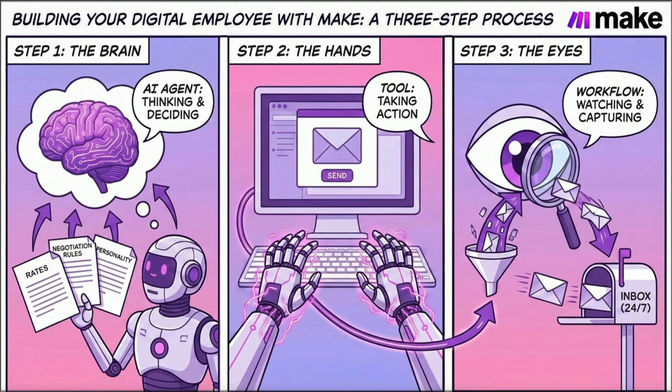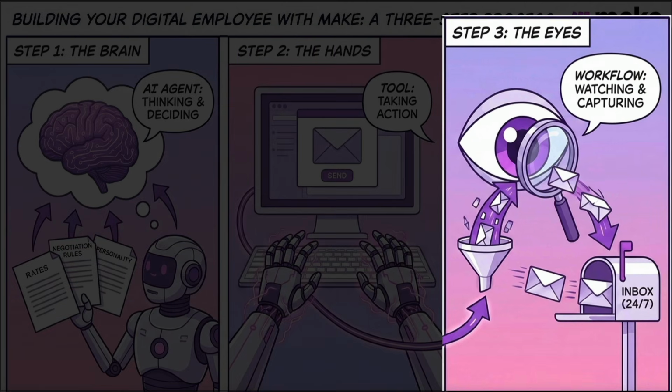And then third, we'll give it some eyes. This is the final automation workflow. Its job is to watch the inbox 24/7, and when a new email comes in, it acts like the eyes, captures the message, and passes it straight to the brain to process. And the flow is simple. We build the brain to think, give it some hands to act, and then set up the eyes to watch. So on that note, let's get started.